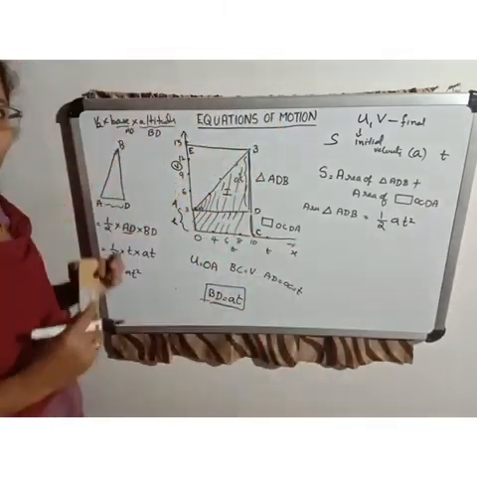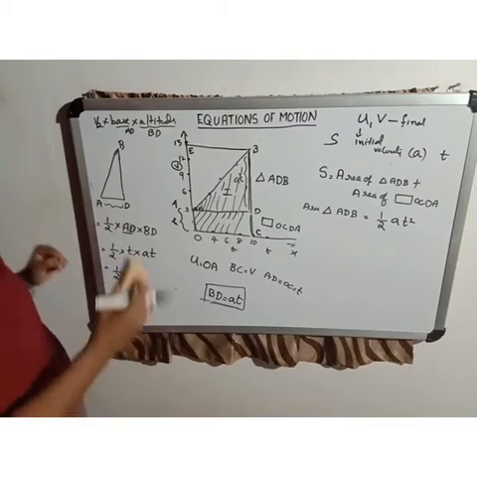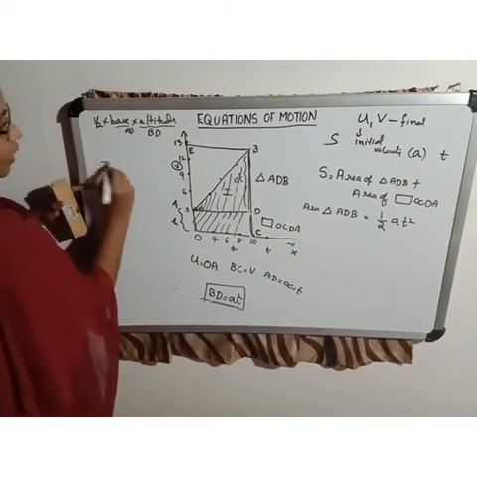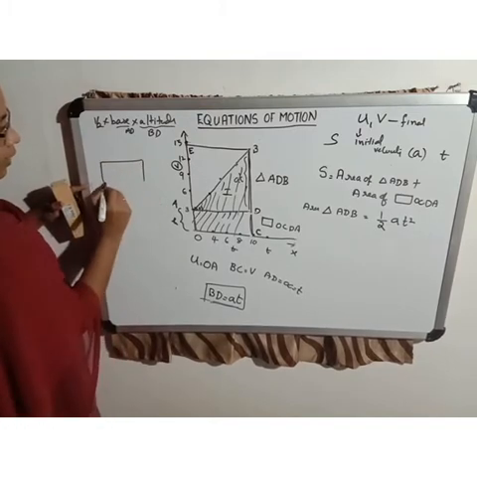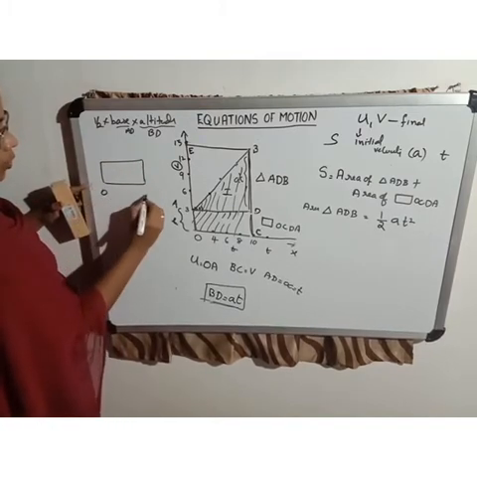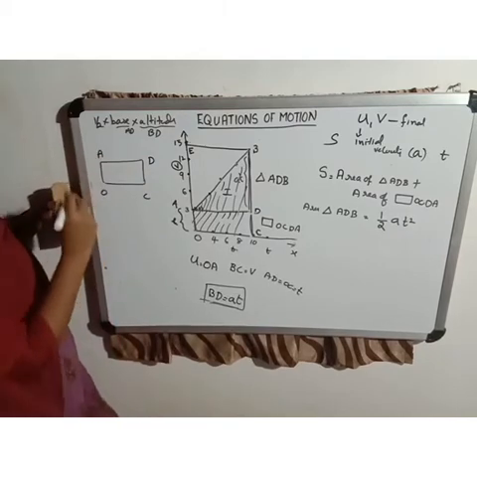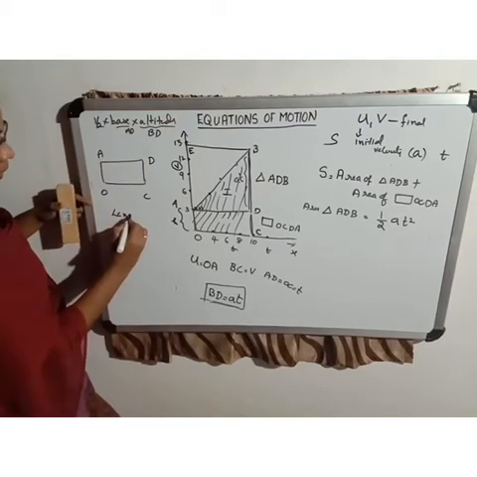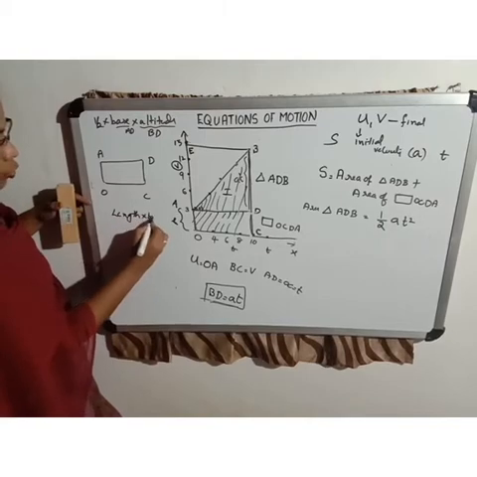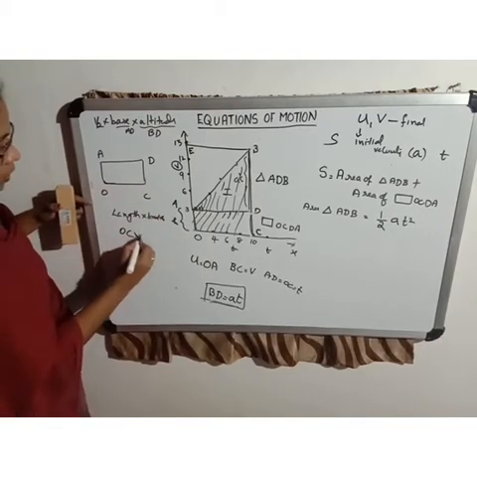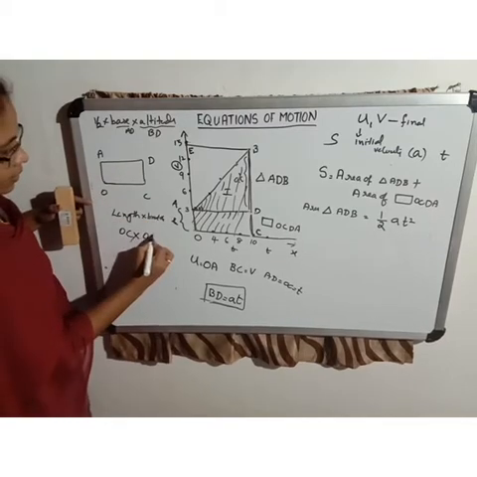Now we want to get the area of the rectangle. So how to find the area of the rectangle? We have the rectangle like this, OCDA. The area of a rectangle is length into breadth. Here the length we can take as OC, and the breadth we can take as OA.